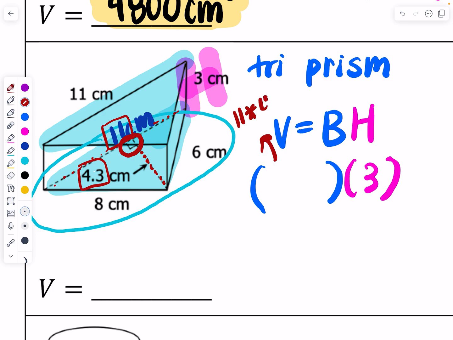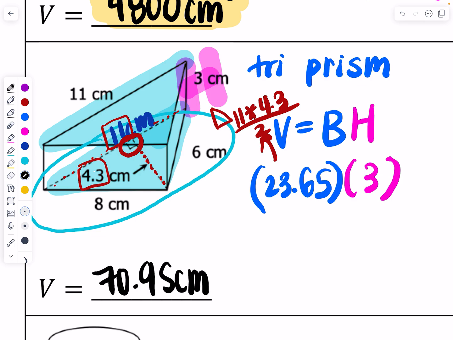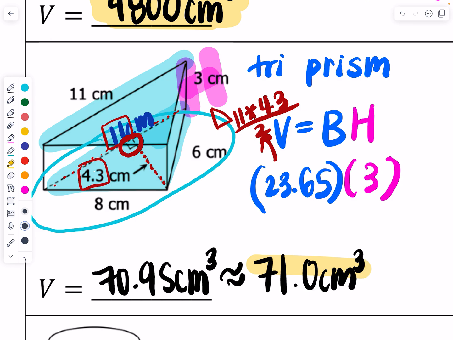So that's going to be 11 times 4.3, base times height, divided by 2 because this is a triangle. So when I do that, let's clear that out, 11 times 4.3 divided by 2. So that's going to be 23.65. Okay, so that's the area of my triangle. And then I'm going to multiply that by 3. So that is going to give me exactly 70.95 centimeters cubed. But it wants me to round to my nearest tenth, it says in the directions, so that's going to actually round up to 71 centimeters cubed of volume on this shape. So we do have to round that up. So that was the hardest one we've done so far.